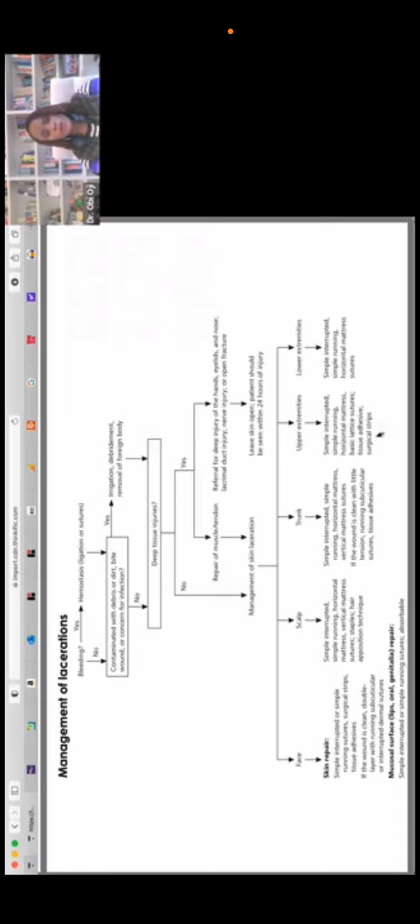And then with the deep tissue injuries, of course, you want to start with assessing that wound, and you want to refer out a patient that comes in with any type of deep injury of the hands, the eyelids, the nose, the lacrimal duct, any type of nerve injury or open fracture. So again, think of the fact that there could be a need to repair that muscle or tendon before repairing the peripheral tissue. And that's why you refer the patient out to a general surgeon.